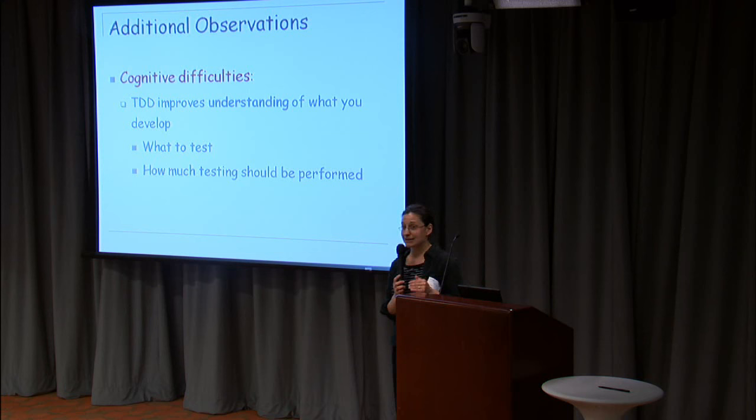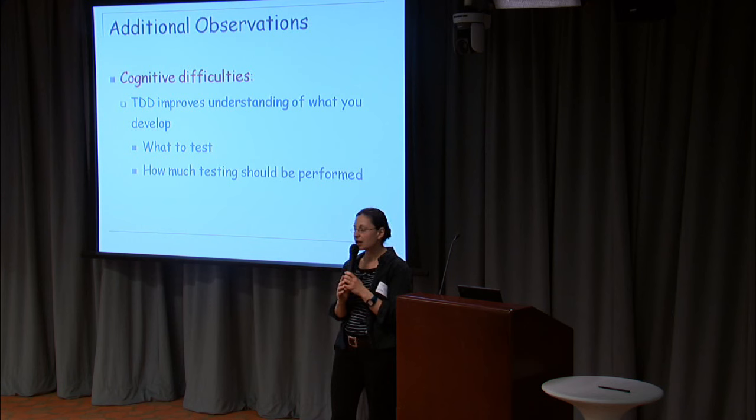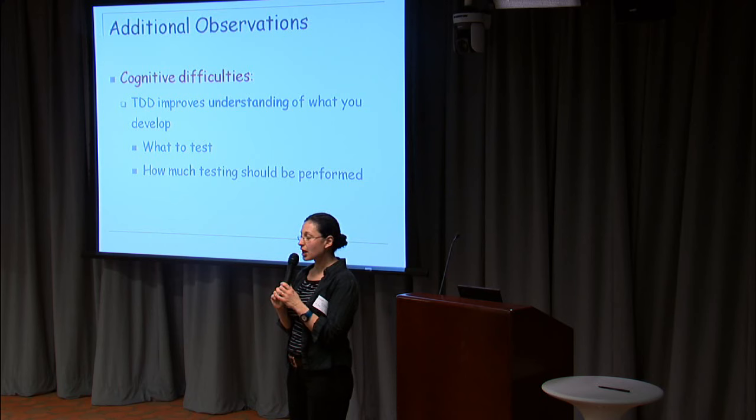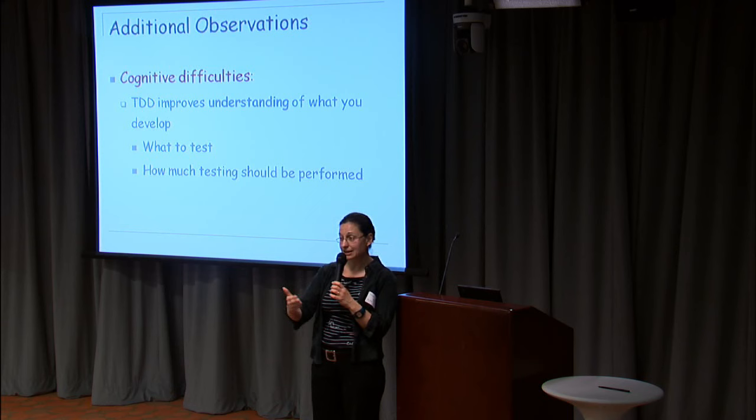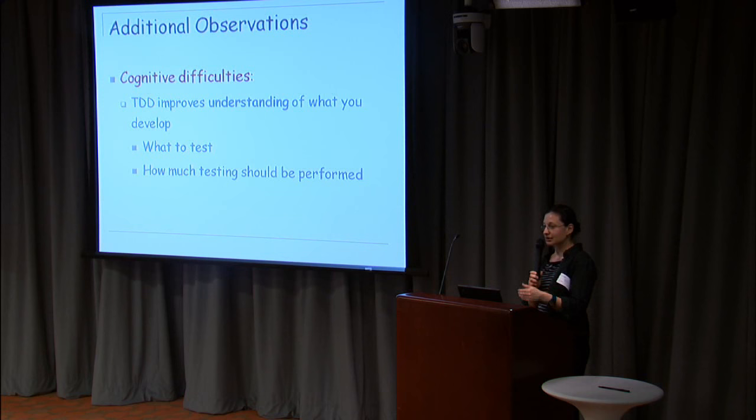So let's see how TDD does it. Because in TDD, each time we test, we write the test for a very specific, very small unit. We should not think about a huge chunk of code. So it enables us to face a small problem each time, and it's very easy to know what to test, because it's what I'm going to write next, the next line, the next function, the next method. It's very easy to know what I should test. And how much testing should be performed, it's also very easy, because I write the test for what I'm going to develop. Very easy to know.